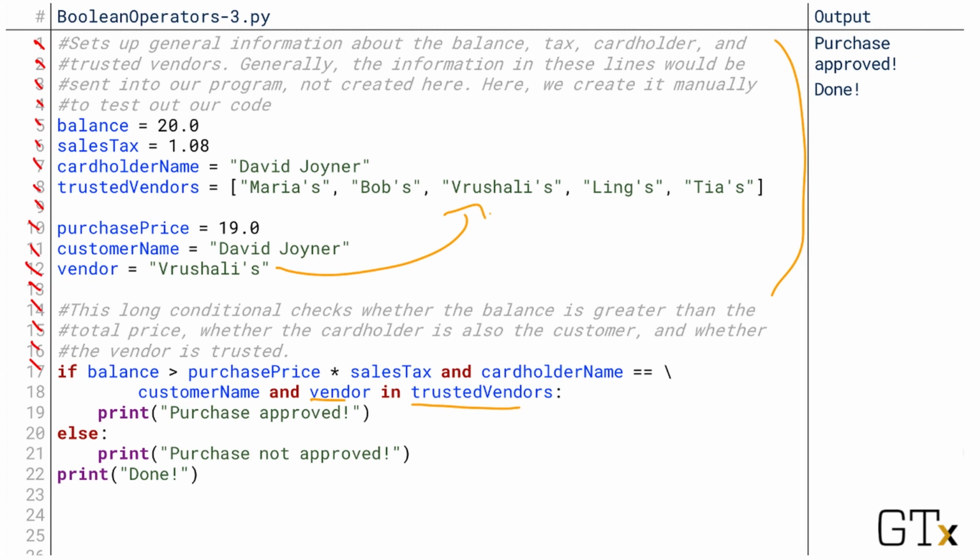In this case, we see that the vendor is in fact in the list of trusted vendors. Verschali's is one of the vendors in our list of trusted vendors. We see that our cardholder does equal our customer. They're both David Joyner.